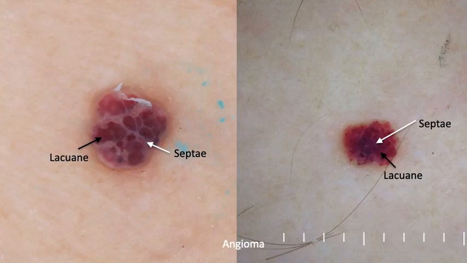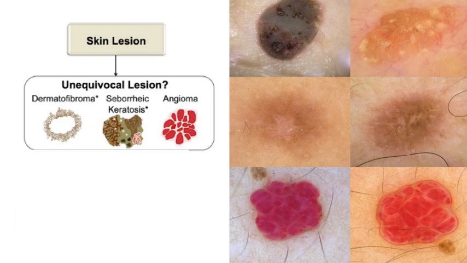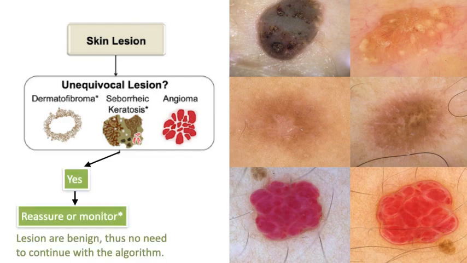So as we can see, these are unequivocal lesions, and therefore for the first question we would answer yes, these are unequivocal seborrheic keratoses, dermatofibromas, or angiomas, and therefore we don't need to continue using the algorithm, and we reassure the patient or monitor according to the case. Let's see a second case.